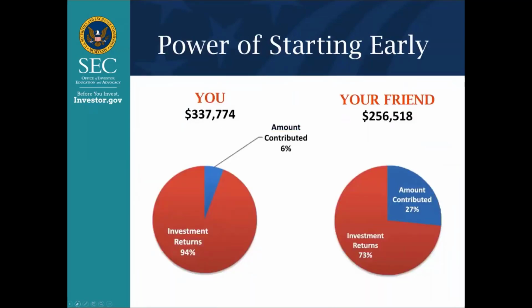And here's another way to look at how compounding works for you and your friend. The blue portion is the amount of money that you put in from 18 to 27 and your friend put in from 31 to 64. The red part is the investment return as a result of compounding. Again, you can see that the returns on your investment are significantly higher than your friend's, despite the fact that you invested less money. This is because you started early. The lesson: it pays to start early and put compounding to work in helping to build your wealth.